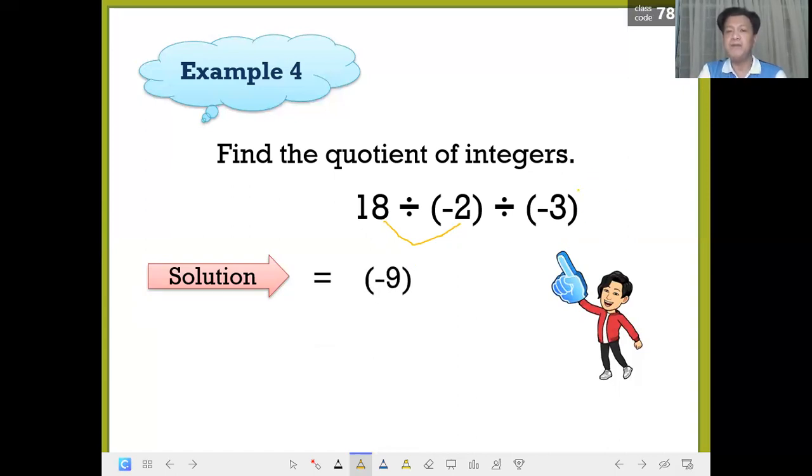Tsaka mo ngayon, i-bring down lang muna yung natira na negative 3. Okay, copy the operation, divide. And then, tsaka mo ngayon, i-divide yung natira na. Okay, what is negative 9 divided by negative 3? Take note, di ba, magkapareha sila na negative. Di ba, ang quotient ngayon ng dalawang integers is positive. What is negative 9 divided by negative 3? Kaya ang quotient nila ay positive 3.